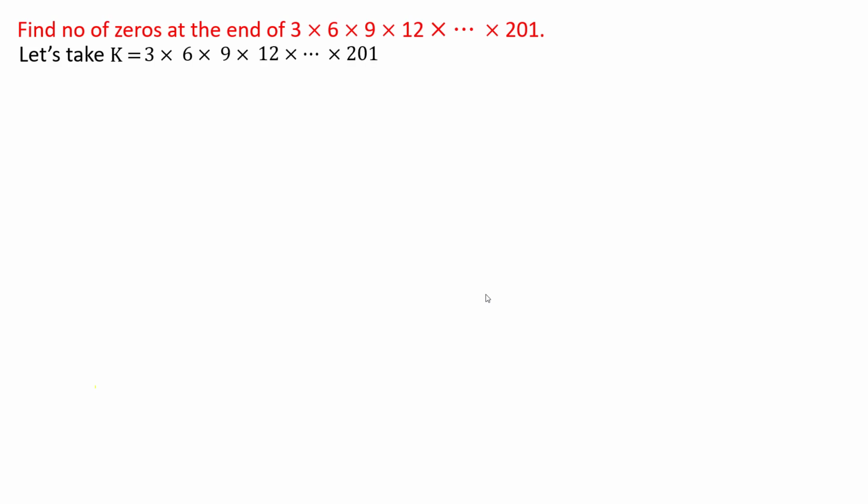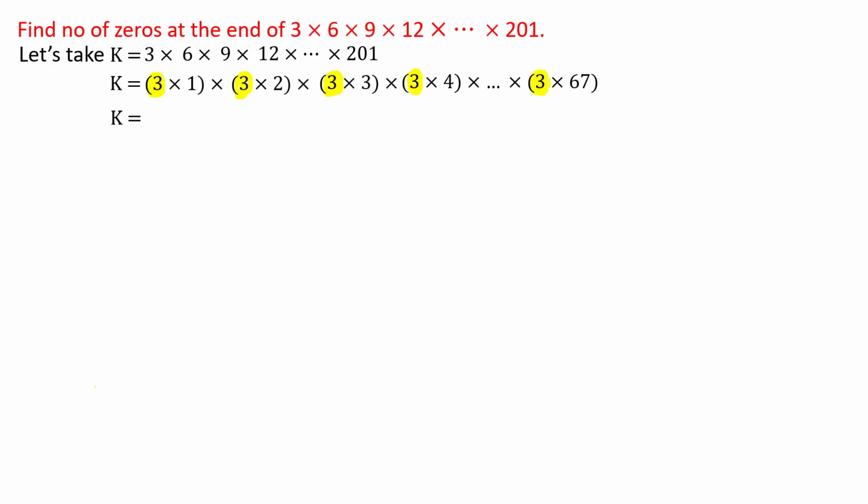Now we can write 3 as 3 into 1, 6 as 3 into 2, 9 as 3 into 3, 12 as 3 into 4, and 201 as 3 into 67. So overall we can see that there are 67 brackets in total. In every bracket the first number is 3. So let's multiply the first 3 of each bracket. That will become how much? 3 to the power 67.